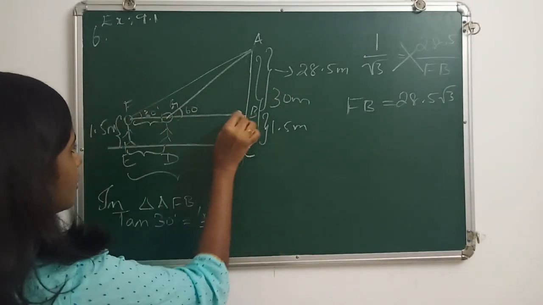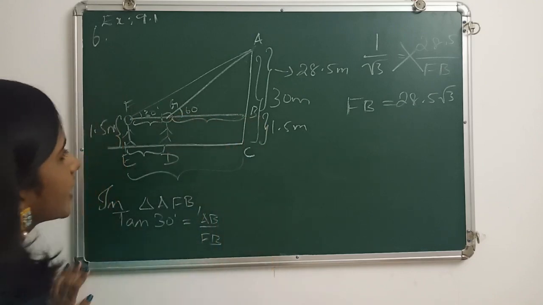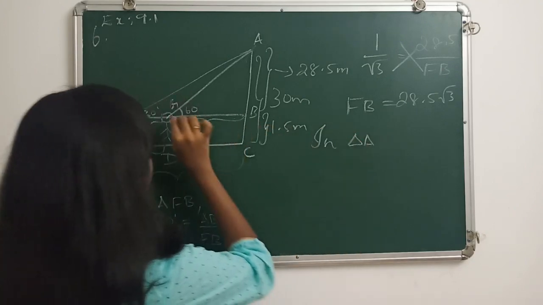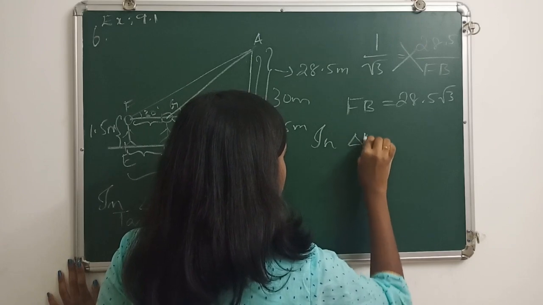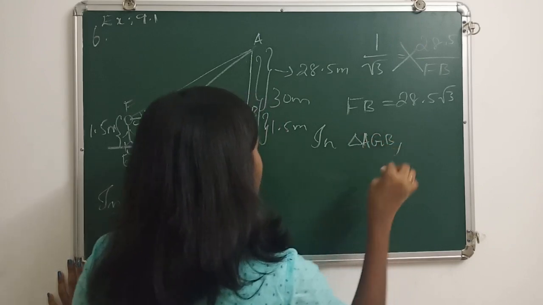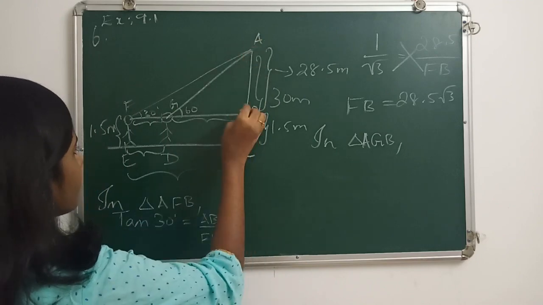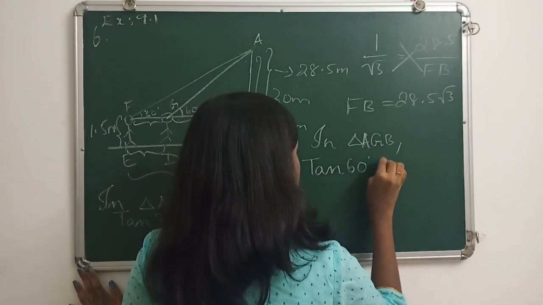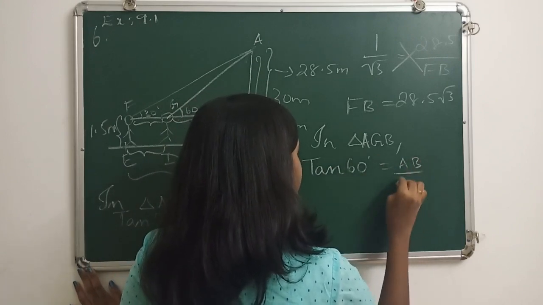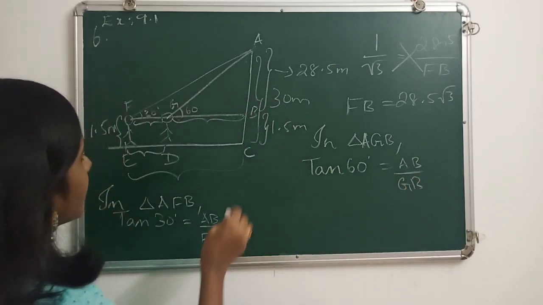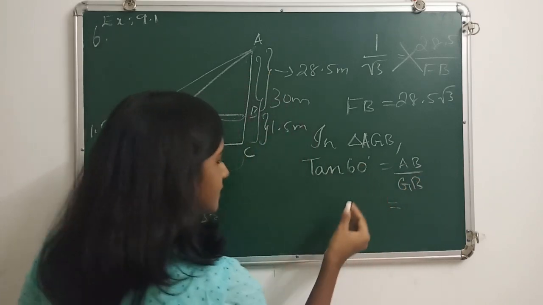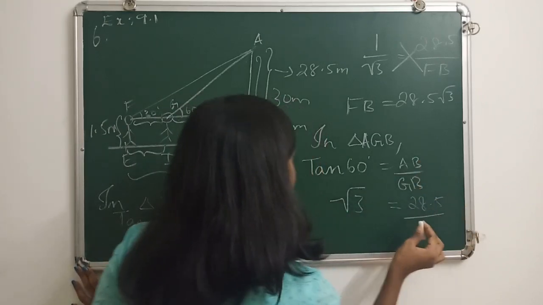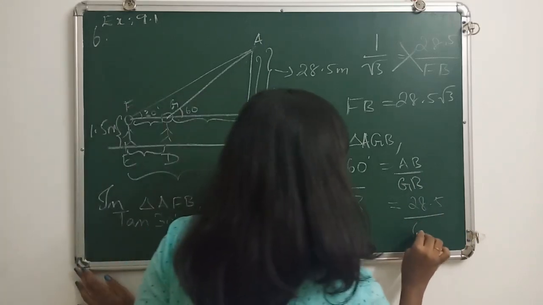Now we have got this value. Now we have to calculate this part. So to calculate that part, we take triangle AGB, we have AB by BG equal to tan 60. So tan 60 is equal to AB divided by GB. Now AB is 28.5, and tan 60 is root 3, as we know. AB is 28.5 and GB is unknown, so we keep it as such.